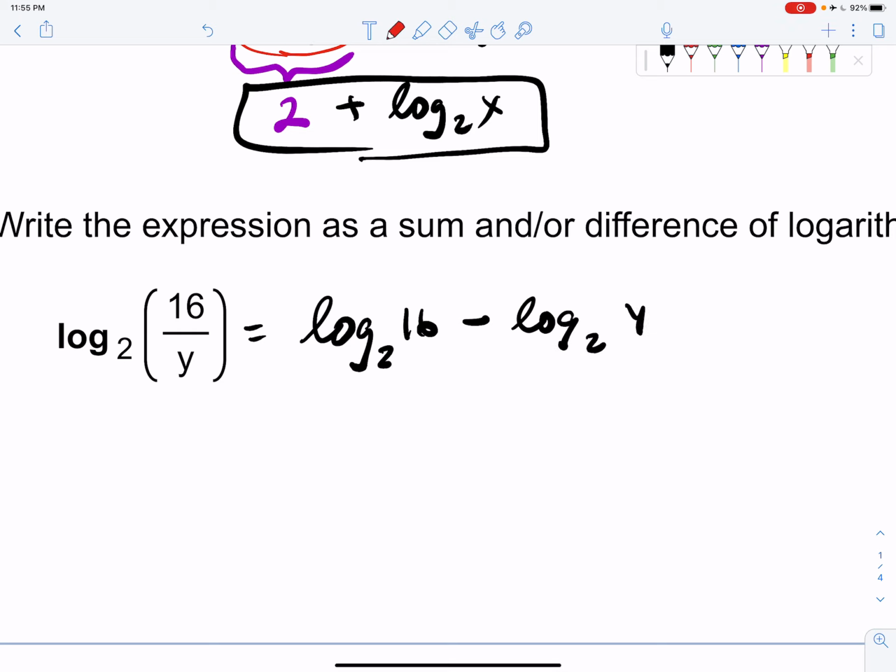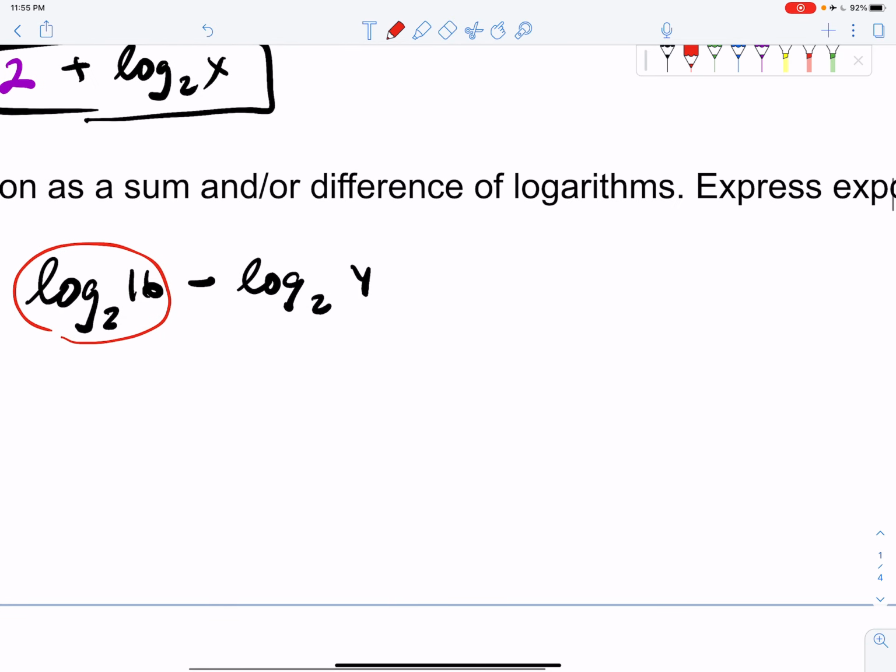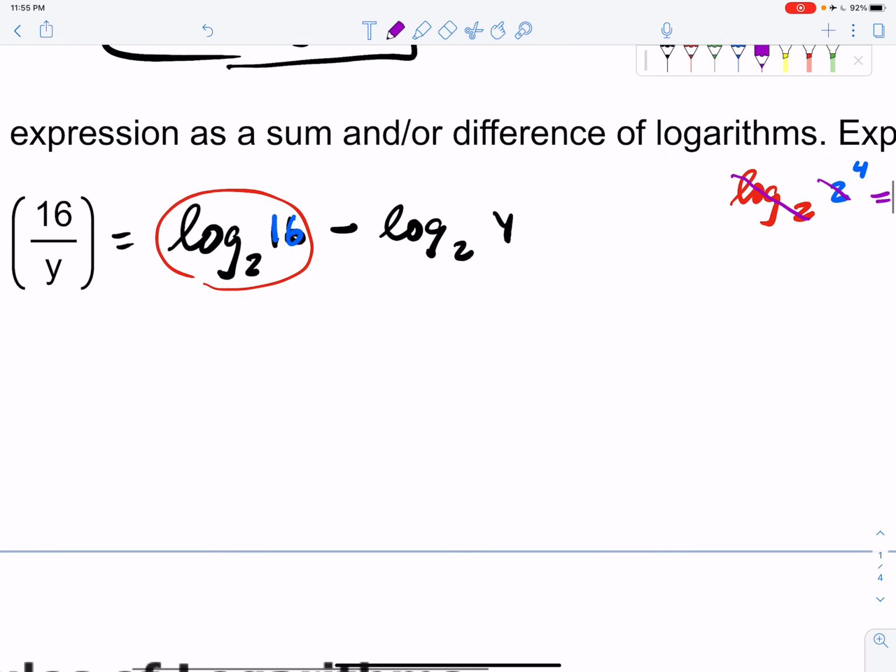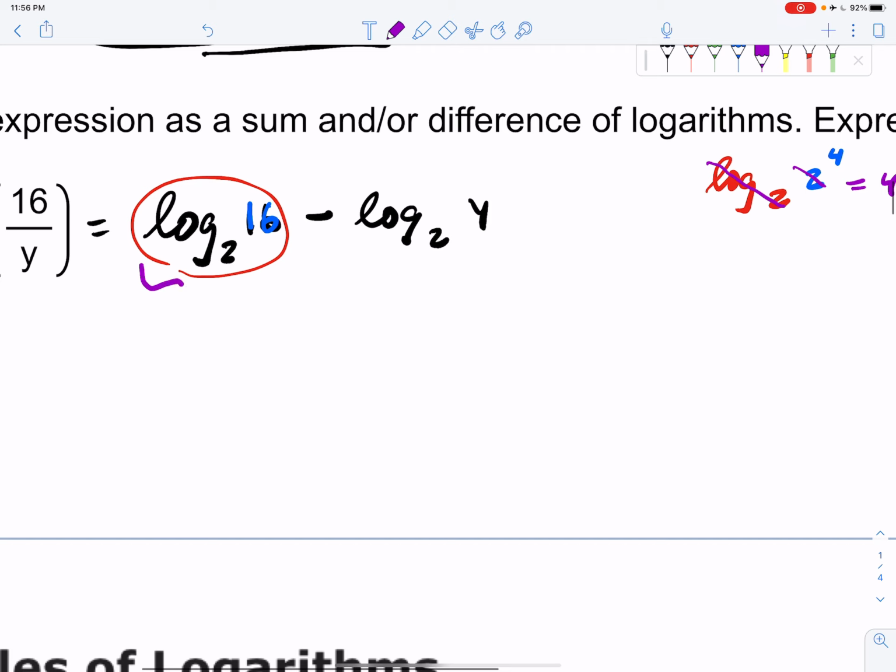Now, just like the last problem, we can actually take a look at this and simplify that. We can write this as log base 2, and just like the last one, 16 can be written as 2 to the fourth power, right? 2 times 2 times 2 times 2 is 16. And that really shows us that we have an inverse situation, and so that is just going to simplify down to 4. So log base 2 of 16 is just 4, and we have 4 minus log base 2 of y. And we're done.